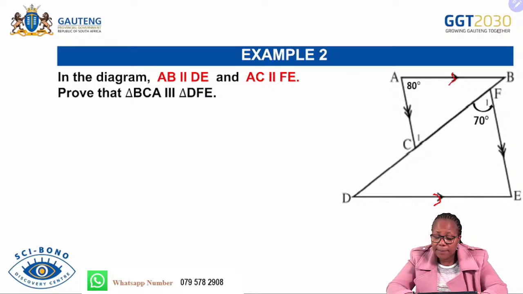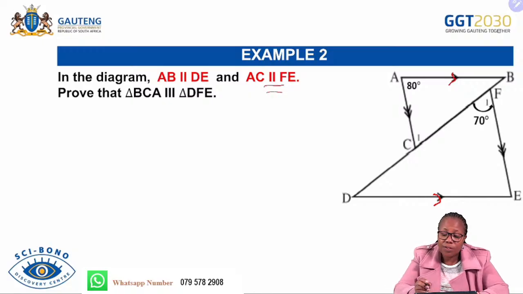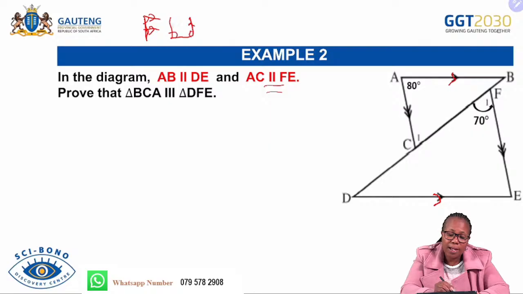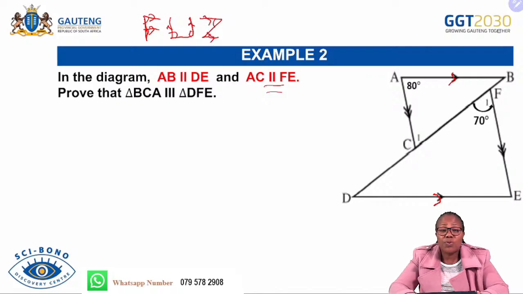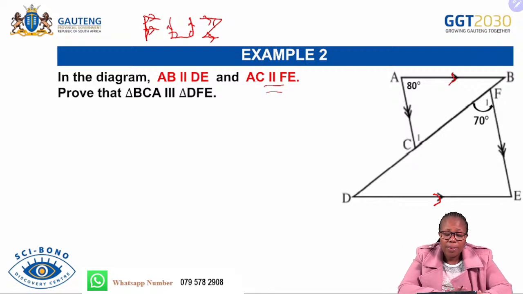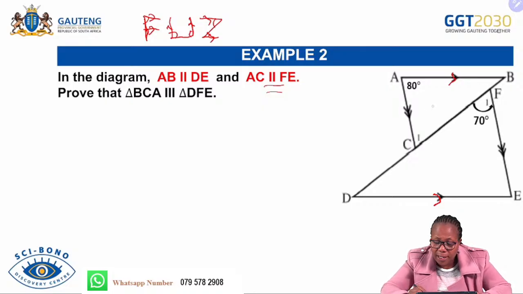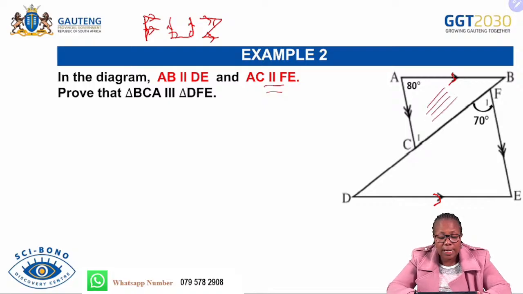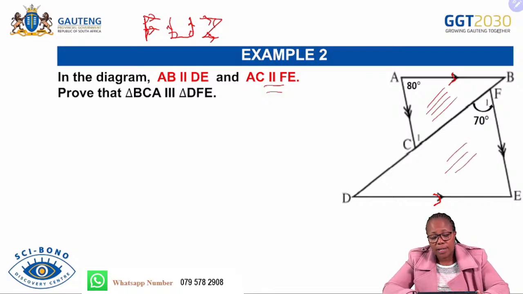And then we have AC is parallel to FE. The minute we talk parallel lines, we are going to check the conditions of corresponding angles, co-interior angles, and alternating angles. The minute we are given parallel lines, we know that is the application, grade 12. Now they say prove that triangle BCA, let's identify the triangle, they are talking about this particular triangle, and triangle DFE, that is also this triangle there.